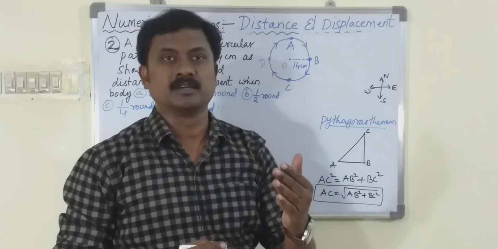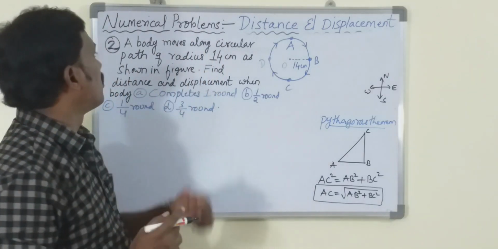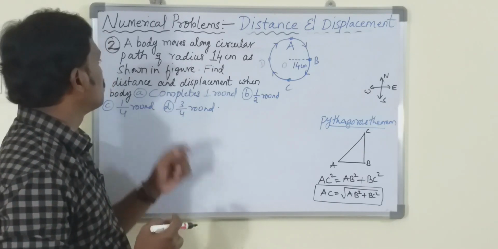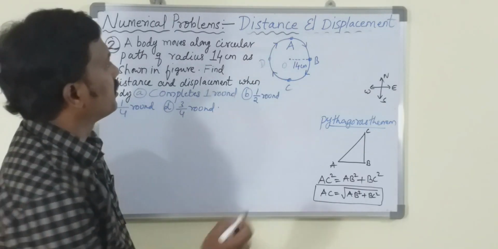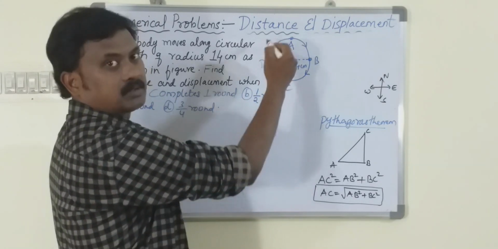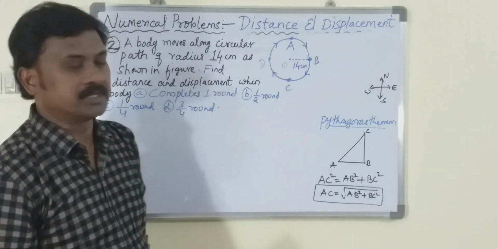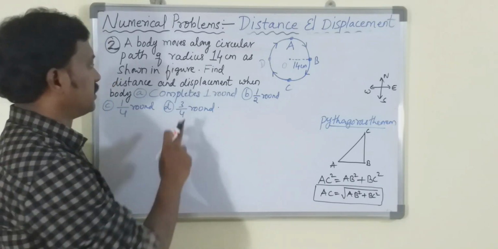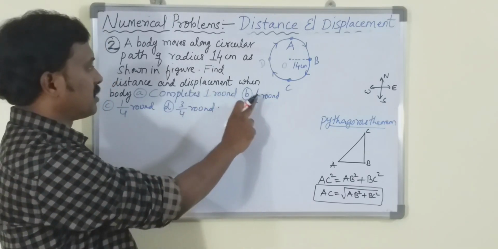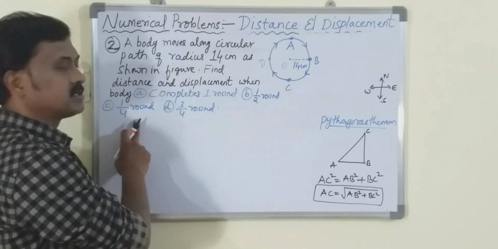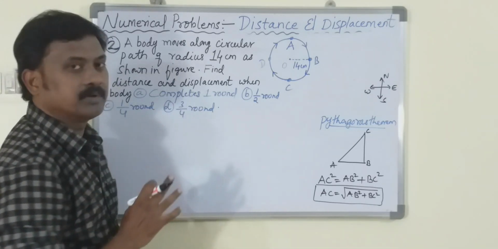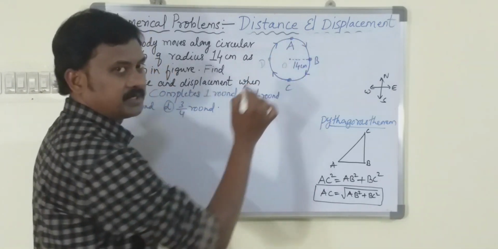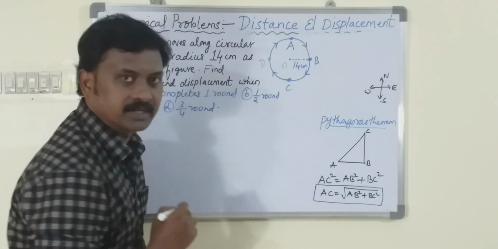Okay, children, let us see the second question. A body moves along a circular path of radius 14 centimeters as shown in the figure. Find the distance and displacement when the body completes one round, completes a half round, completes a quarter round, and completes a 3/4 round. So the body is making a circular movement, and the radius is 14 centimeters.